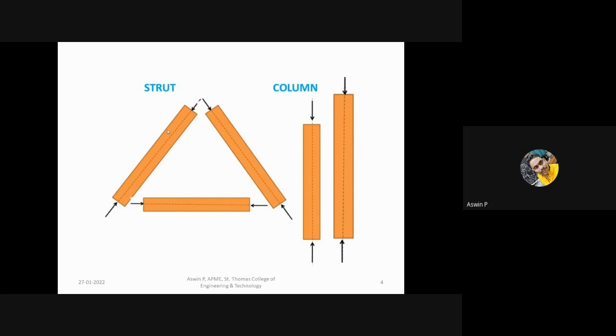In this module, we are focusing mainly on the column. For solving a column problem, we have an equation known as Euler's equation. It is not applicable for all strut elements. So we need to derive another equation for strut as well as column, that is known as Rankine theorem. So all these things we are going to study in the next classes.